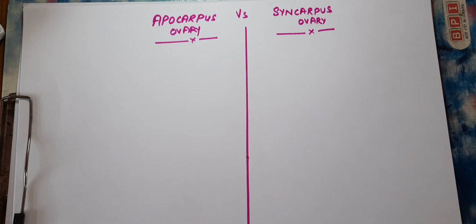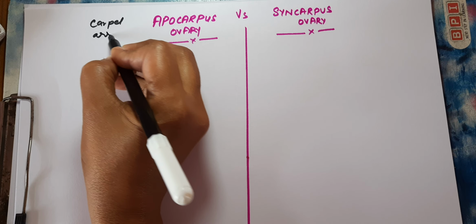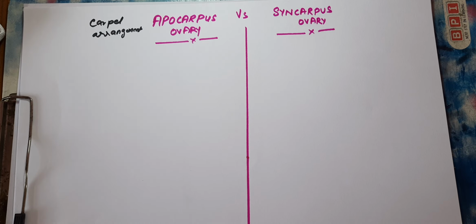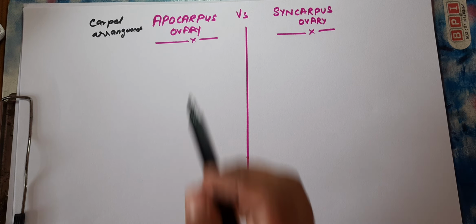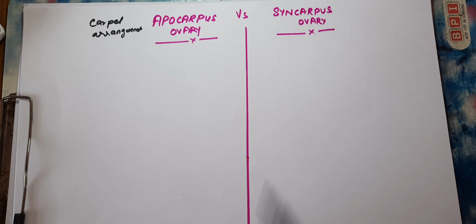Okay students, in flowering plants, the ovary, the female reproductive part, can be classified based on the arrangement of the carpels. The carpels are the structures that contain the ovule. So based on the carpel arrangement, there are two primary types of ovaries, that is the apocarpous ovaries and the syncarpous ovaries. These ovaries, students, differ in terms of their structure, function and impact on fruit formation.